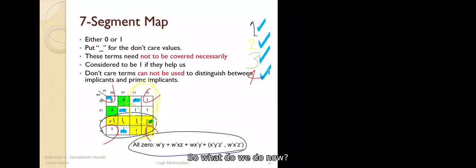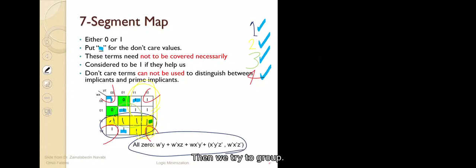So what do we do now? Why do we select zeros? Why do we select ones? And why do we do it? Maybe some of them 1, some of them 0. You can do whatever you want. So what to do? What we do is that we put minus as don't cares.